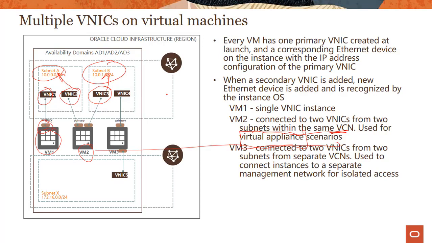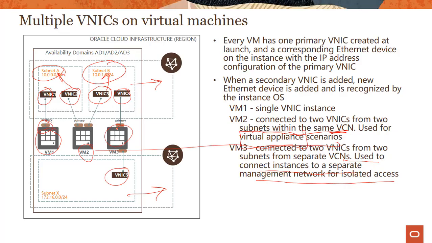In the case of VM3, things get even more interesting. Like VM2, it has two VNICs, but now these two VNICs live in two separate virtual networks altogether. This is virtual network 1 and this is virtual network 2, so they are in completely different virtual cloud networks. Why would you do this? This particular virtual machine is doing something around management.